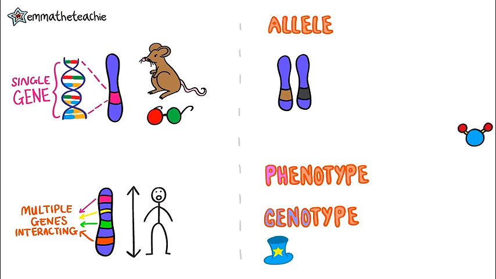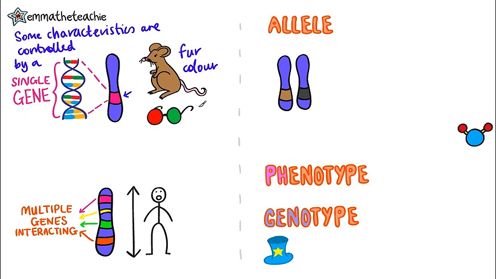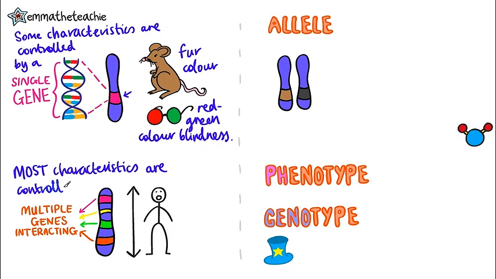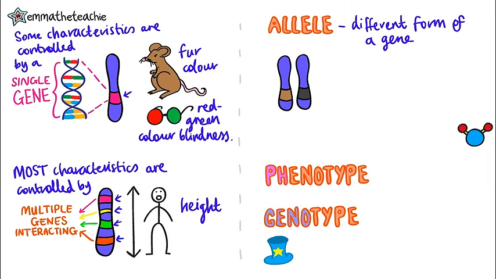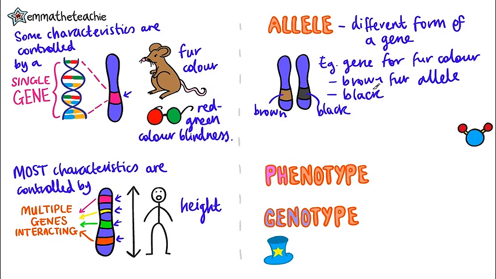Inheritance keywords. In the DNA video, we learned that genes are sections of DNA that code for proteins. Some characteristics are controlled by a single gene, such as fur color in mice and red-green color blindness in humans. But most characteristics are a result of multiple genes interacting, rather than a single gene. For example, height in humans. Some genes have different forms. We call these alleles. For example, the gene for fur color in mice has both a brown fur allele and a black fur allele, as well as some others.